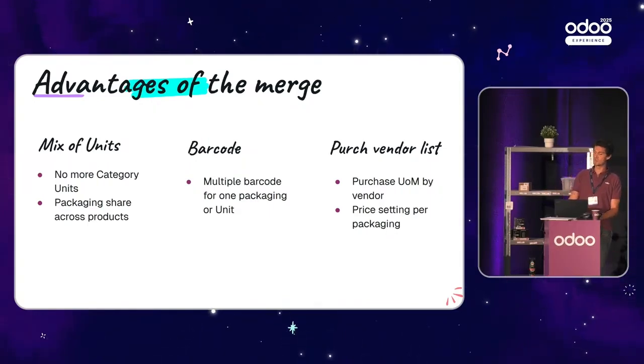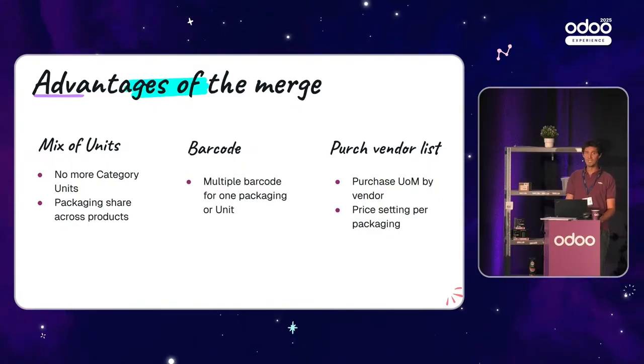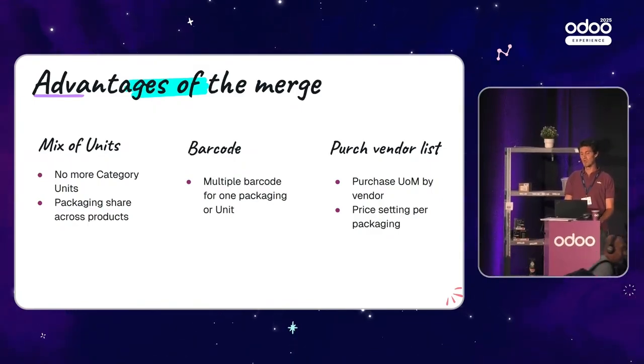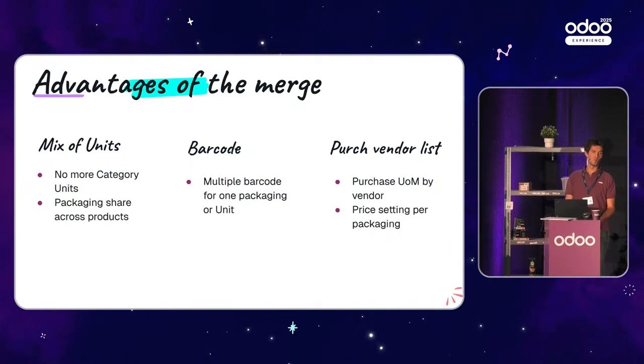Another change now is about the purchase vendor list. As you might know, before we had to select one purchase unit of measure per product.